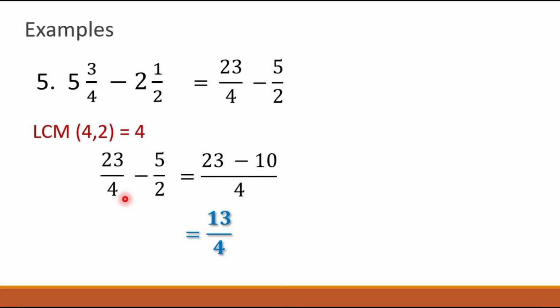So here we have 4. 4 divided by 4 is 1. 1 times 23 is 23. 4 divided by 2 is 2. 2 times 5, that's equal to 10. Then simplify the numerator. 23 minus 10, that's equal to 13. Therefore, we have 13 over 4. Or, that is equivalent to 3 and 1/4.